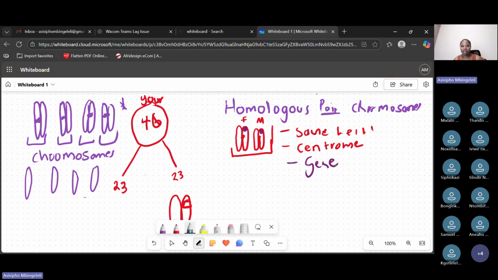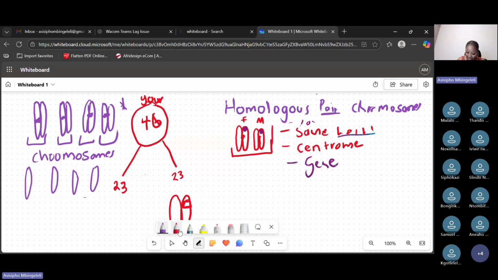Maybe there's another one, maybe I'm forgetting it. Maybe it's length, same height or length. I think they substitute those two words. Same size, yes, they have to be the same size also. Please do add that. Now, I also want to highlight something.